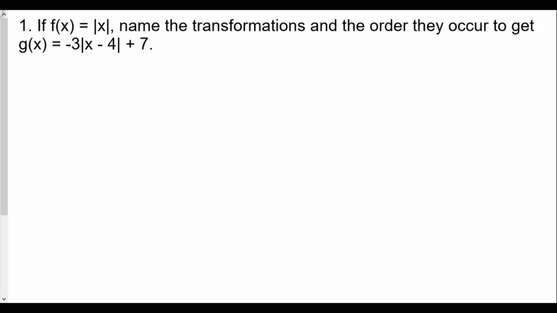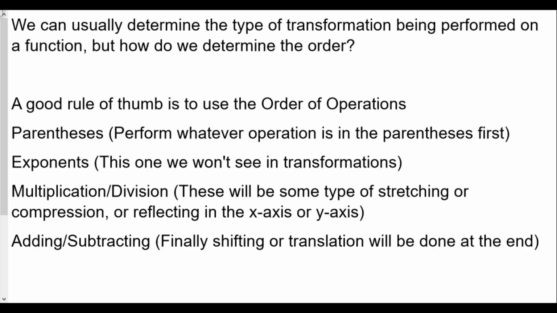Now, the rule of thumb I tell students is that you want to approach this as an order of operations problem. We can usually determine the type of transformation being performed on a function, but how do we determine the order? The good rule of thumb is using the order of operations. First we have parentheses, so whatever operations we see in parentheses are performed first.